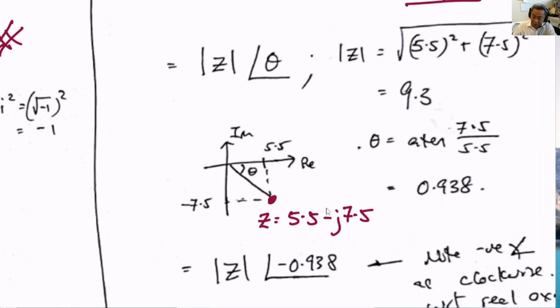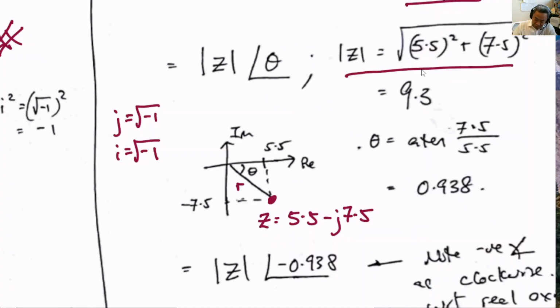I will use j and i interchangeably. j equals the square root of minus 1, so i equals the square root of minus 1. The mathematicians use i and the electrical engineers use j. Right, once you have this, you need R, the magnitude of the vector or the phasor. And because this is a right angle triangle, we just apply the Pythagoras theorem, and we get R equals magnitude of Z equals square root of one side squared plus the other side squared. Answer is 9.3.